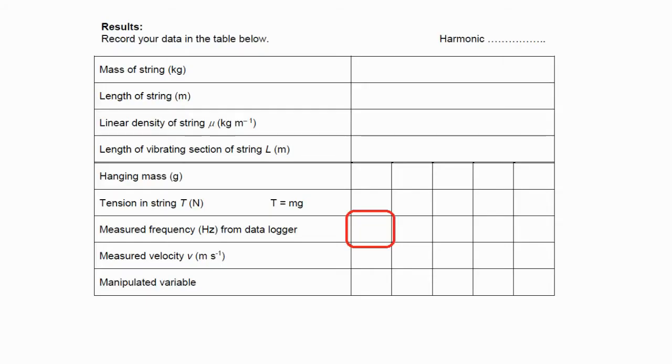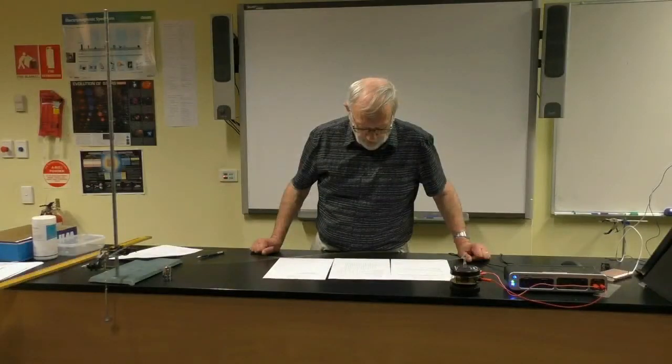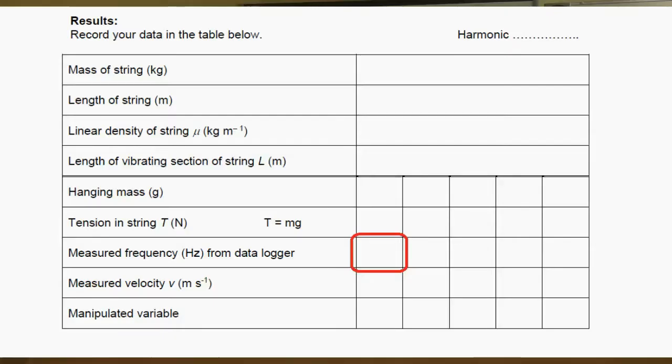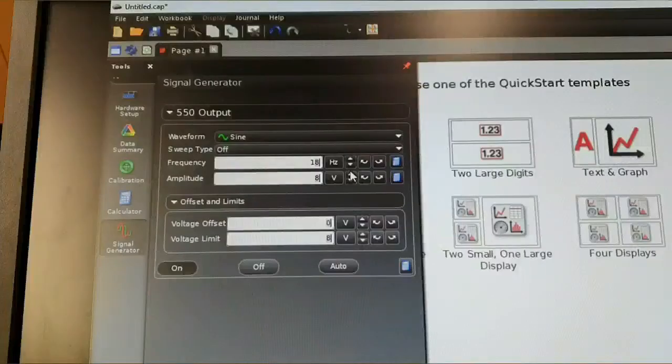So that's stable at 19 Hertz. So that frequency then goes into your table there as the first measured frequency from the data logger. So now I'm going to add another 50 grams to the mass.